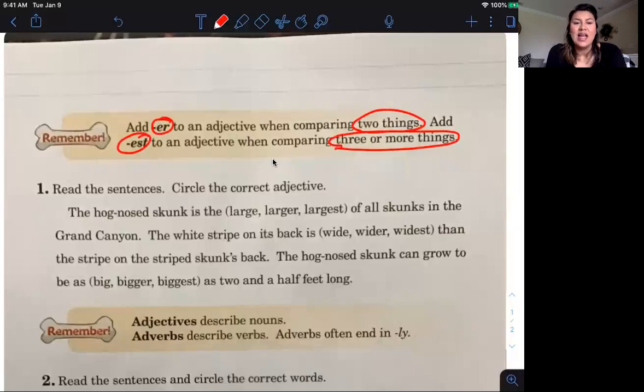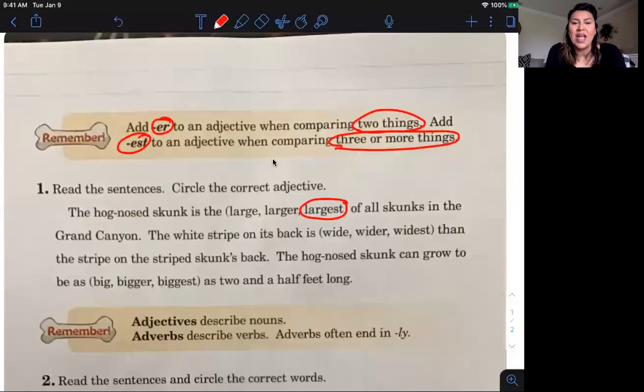All right, let's practice in section 1. It's asking us to circle the correct adjective. The hog-nosed skunk is the larger of all the skunks in the Grand Canyon, or is the largest? Well, larger, not quite, because we're not comparing the hog-nosed skunk to just one other type of skunk. That would be 2. We're comparing the hog-nosed skunk to all types of skunks in the whole world. Do you know how many types of skunks there are? Well, I'm going to believe there's probably more than 2, so the one we would circle is largest.